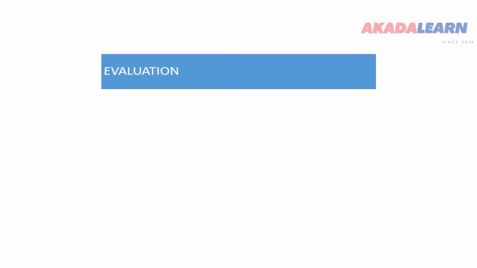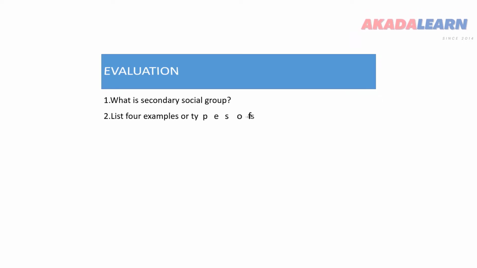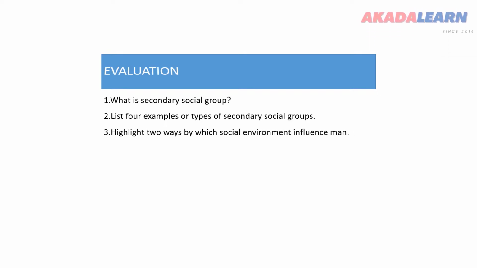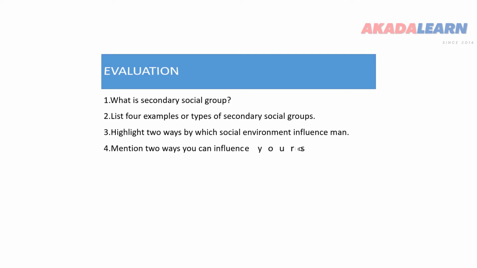With all of that being said, we'll come to a close by going through these evaluations. What is secondary social group? List four examples or types of secondary social groups. Highlight two ways by which social environment influences man. Finally, mention two ways you can influence your social environment.